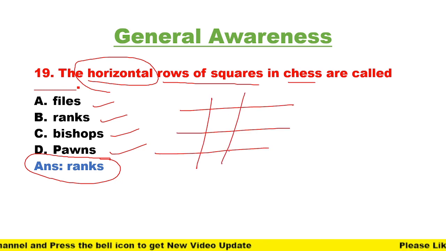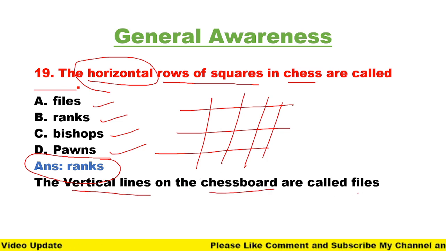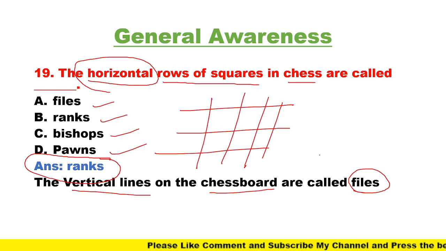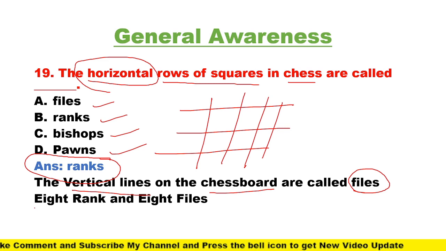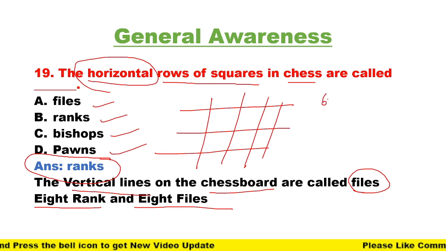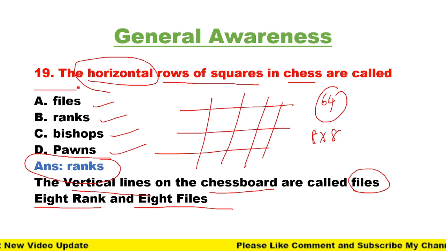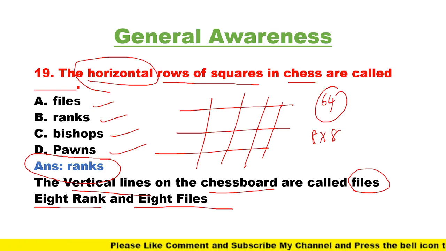What about the vertical ones? The vertical lines on the chessboard are called files. Is this clear? How many files and ranks do we have? We have 8 ranks and 8 files. So 8 ranks and 8 files means in total how many boxes? 64, 8 into 8. We have 64 boxes on this chessboard.